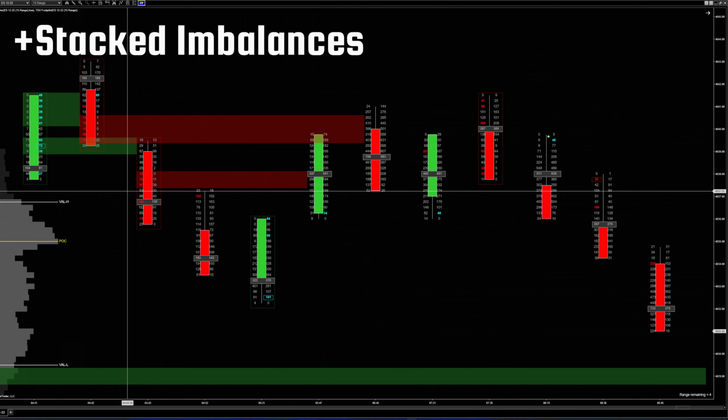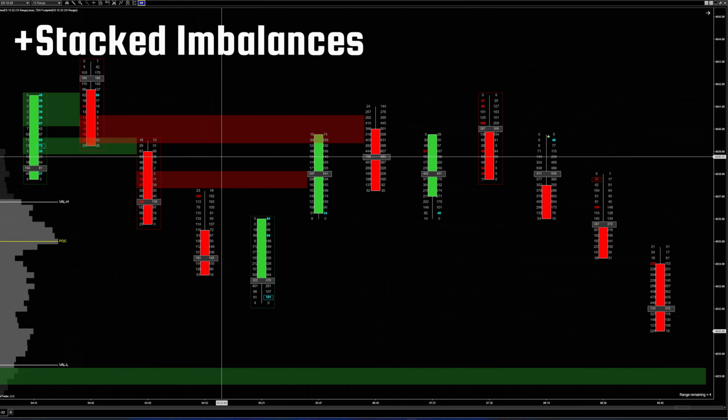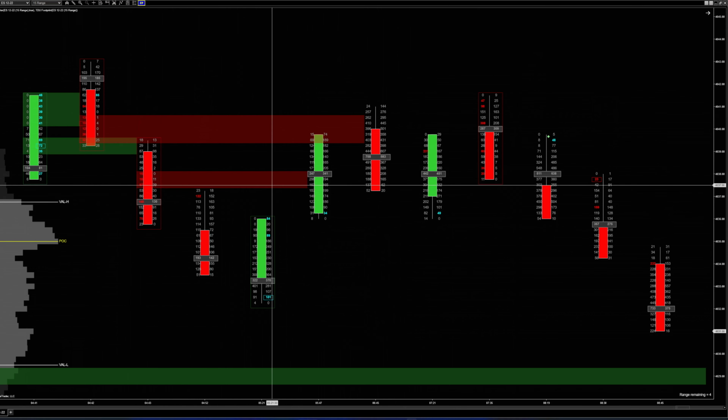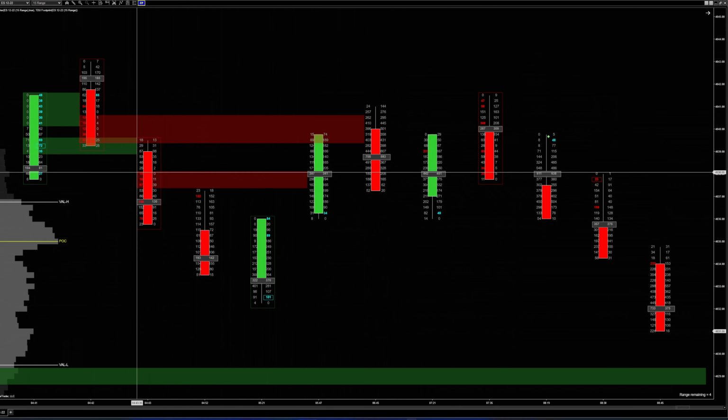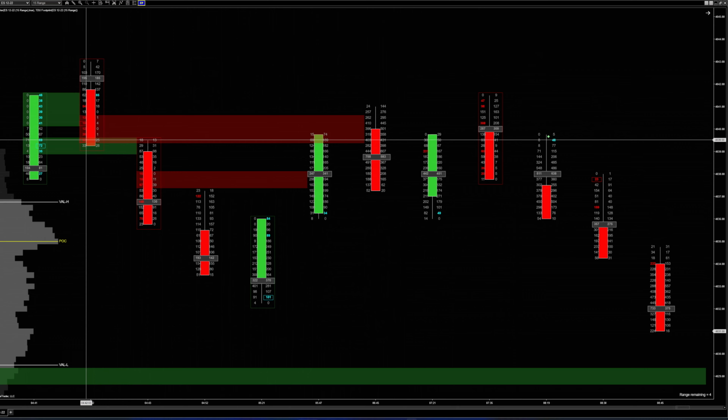So these boxes on the screen are what we call stacked imbalances, and what these are is when there's multiple imbalances stacked one after the other, and there have to be 3 or more, and it will create this red box. And what this shows is that in this case sellers are very much outbalancing the buyers. And now you can use this as a resistance or support.